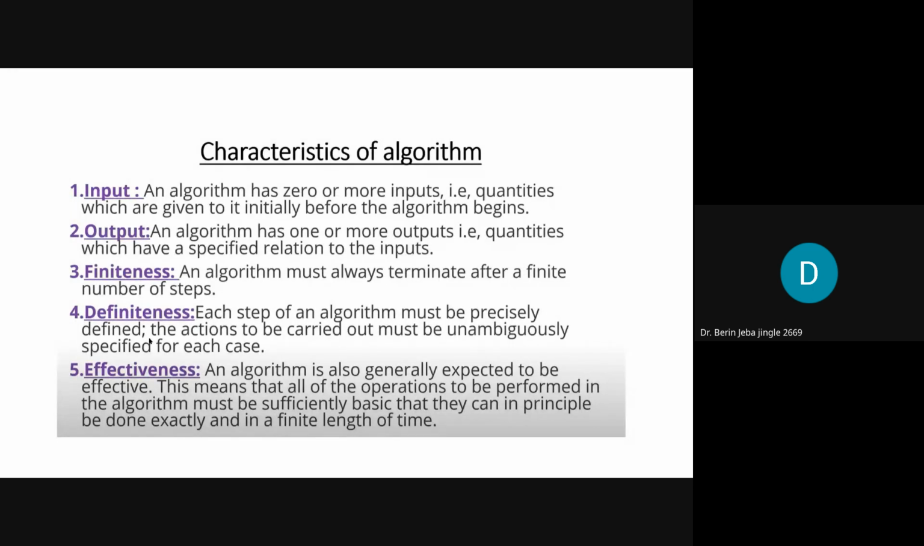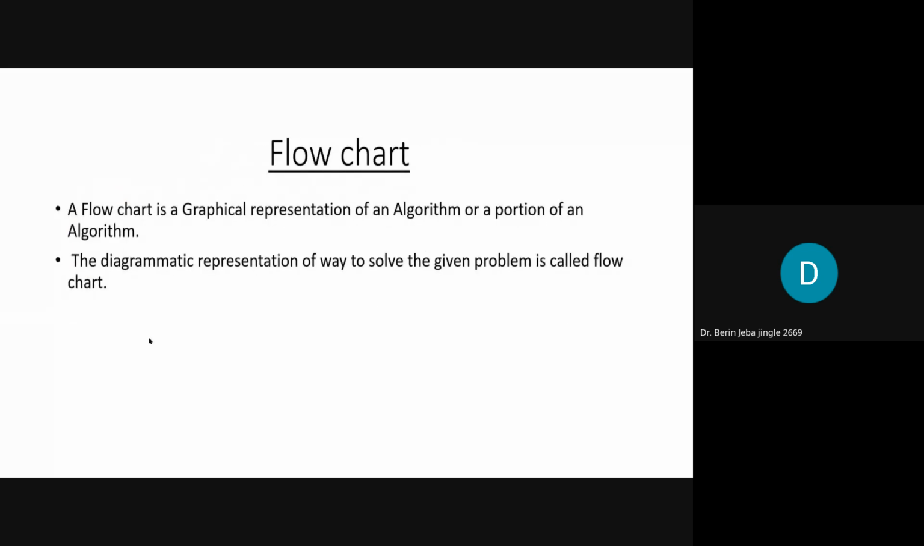Once we develop an algorithm, the next step is flowchart. Then we are going to convert the particular algorithm to pseudocode. Next we are going to convert that pseudocode into a program. So this is the basic thing. So everything should be accurately defined. Okay. Next we are going for flowchart.